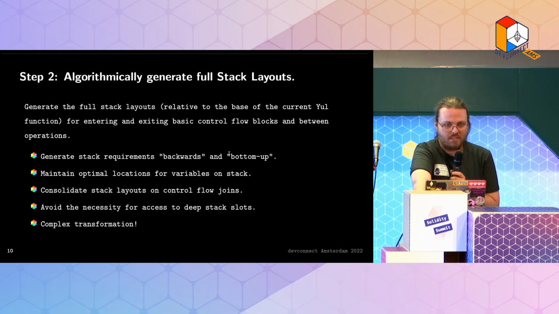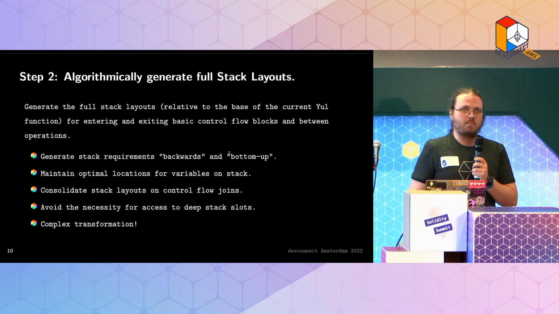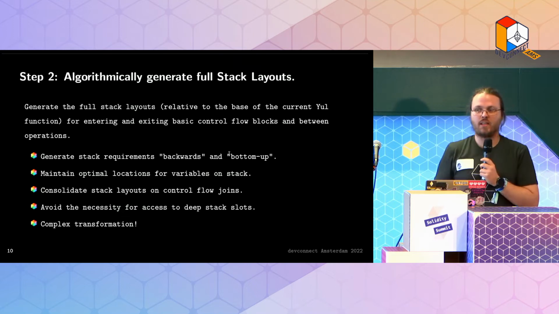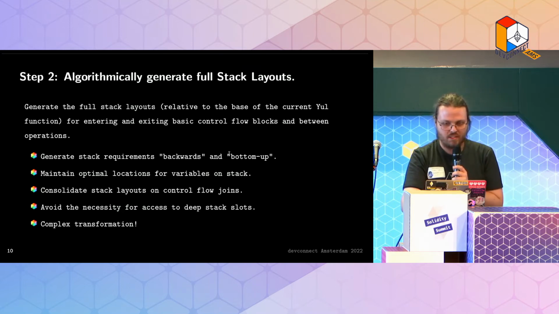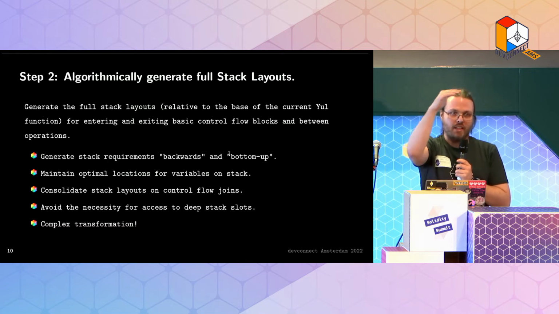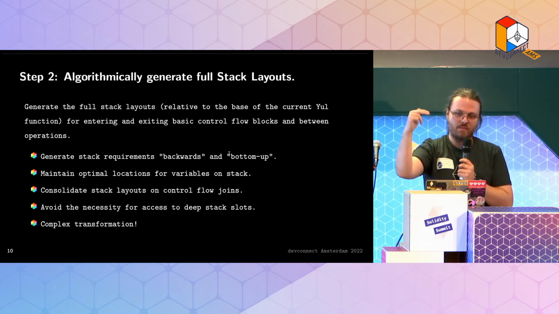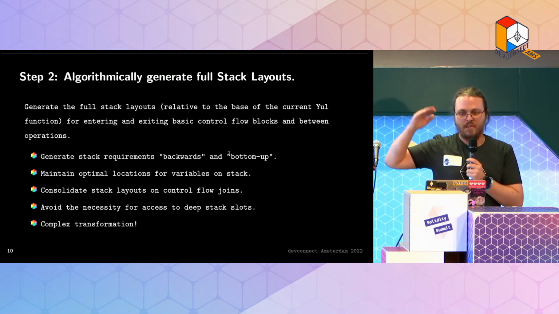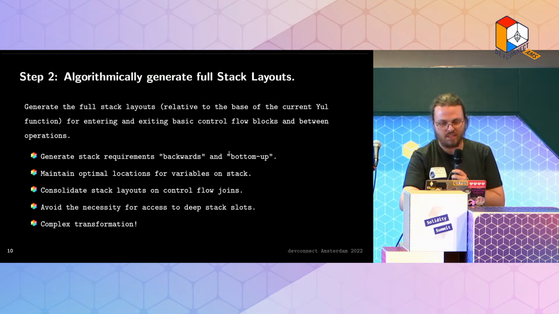The second step I was mentioning before is then to algorithmically generate full stack layouts. By full stack layouts, I mean relative to the current function, because in a call chain, I cannot know what happened before I entered the current function. But it's the full stack representation relative to the base of the current Yul function. For each basic block, in the beginning, I have an entry layout. Then for each operation, I have a layout before and after this operation, and then an exit layout of the block. This is done bottom up and backwards. I will explain that in an example in a minute.